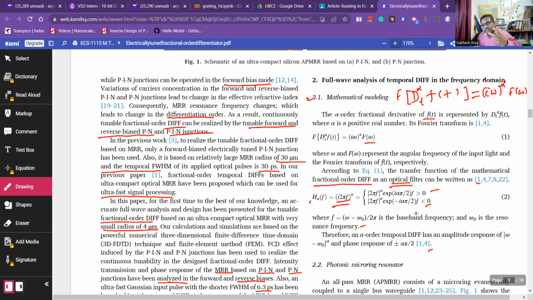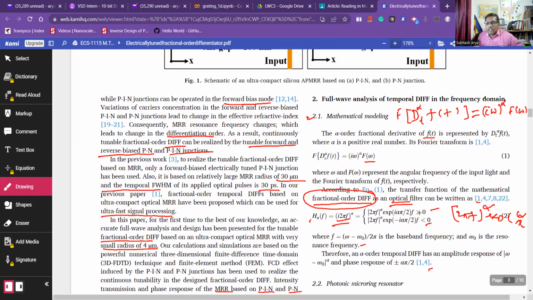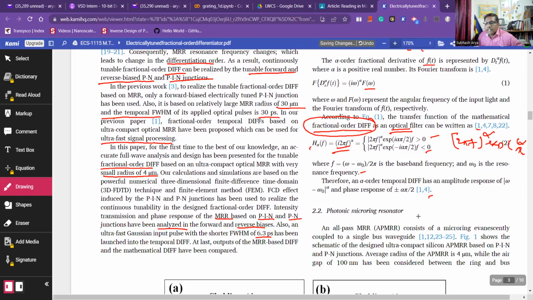Now we are realizing this transfer function of the mathematical fractional order differentiator. So the fractional order differentiator is being realized now as an optical filter, and it has some coefficients like this: 2 pi f having power alpha and exponential of i alpha pi by 2 for f greater than 0, and same here but only the negative side, exponential minus i alpha pi by 2, for f less than 0.